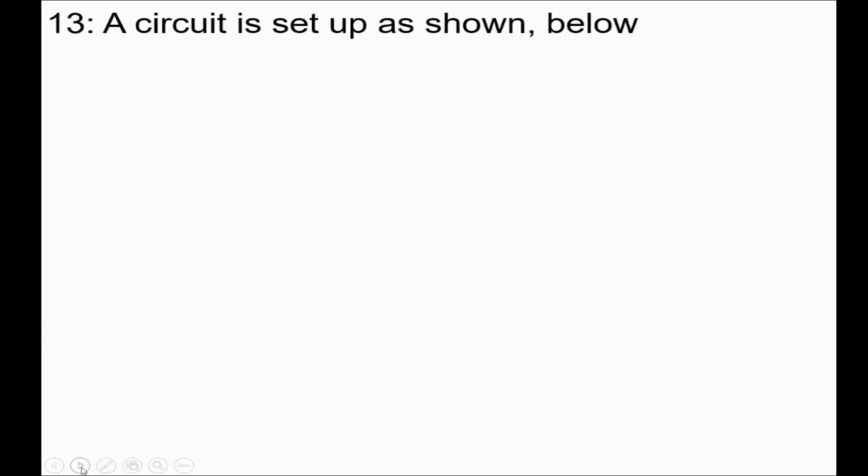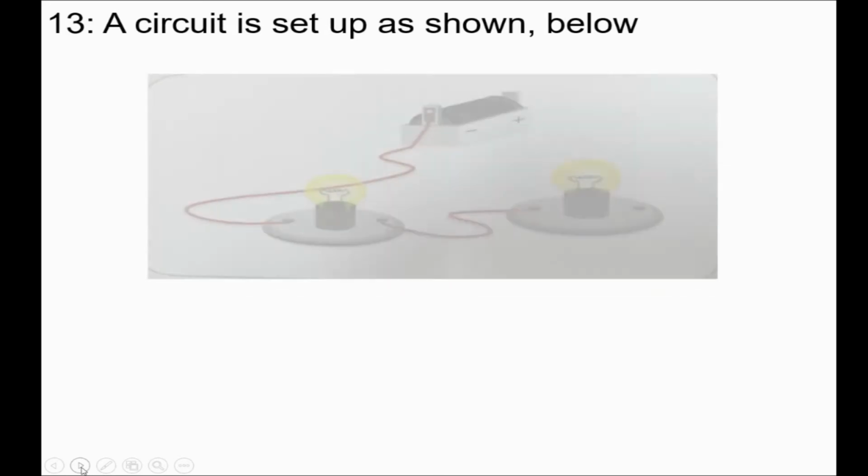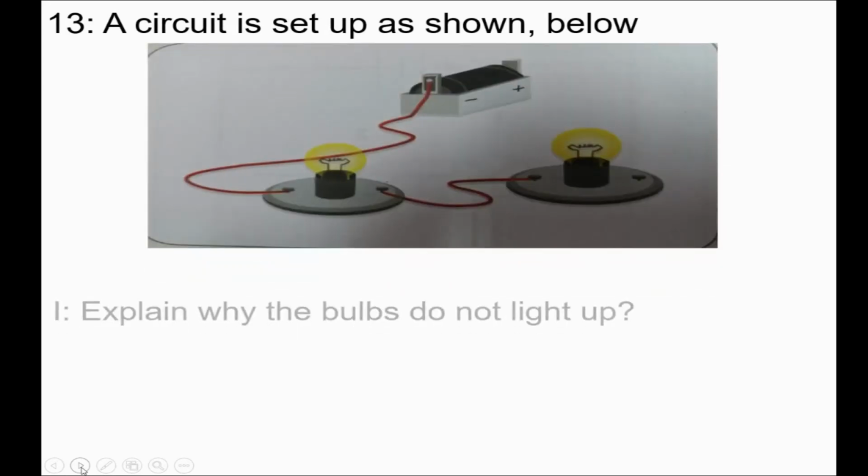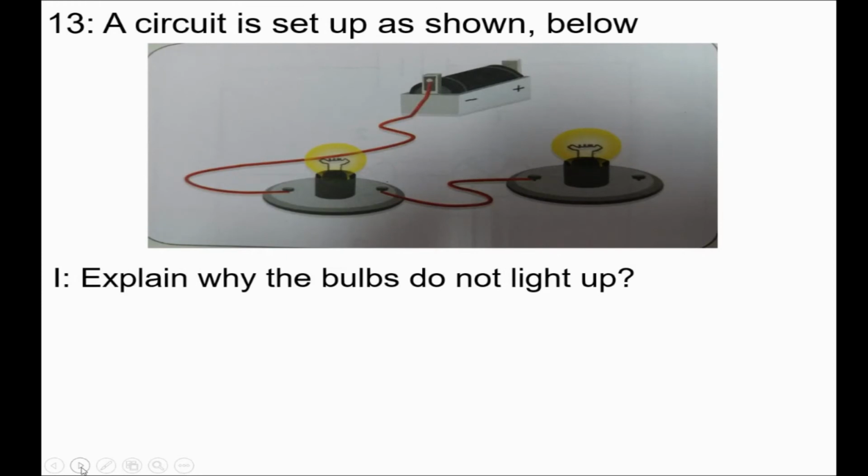Question 13. A circuit is set up as shown below. Now the question says, explain why the bulbs do not light up. When you look at the picture, you will notice something is wrong here. You see that there is no wire from here to the positive end. Because of this, there is no light in this circuit.